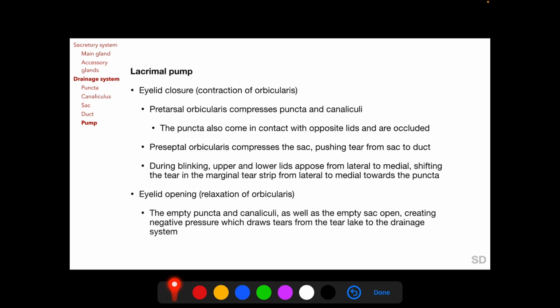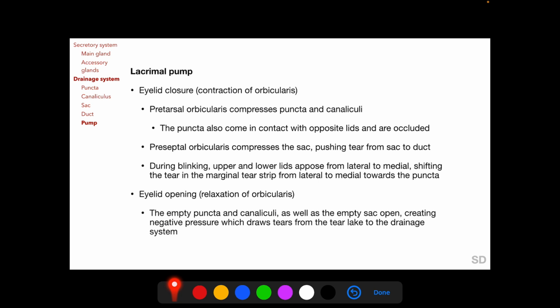The lacrimal pump is very important to understand and is responsible for pushing the tears towards the lacrimal sac and into the nose. During eyelid closure caused by contraction of the orbicularis, the pretarsal orbicularis compresses the puncta and the canaliculi, thus increasing the pressure within the canaliculi. During eyelid closure, the puncta also come in contact with the opposite lids and are occluded.